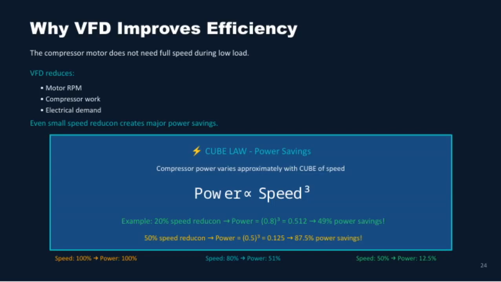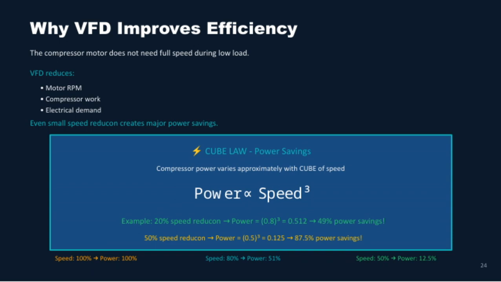Let's talk about how speed affects power in compressors. Power doesn't just drop a little when speed slows down, it drops dramatically, following what's called the cube law. Cut the speed in half, and power consumption falls to just 1/8. Even a 20% speed reduction nearly halves the power used.